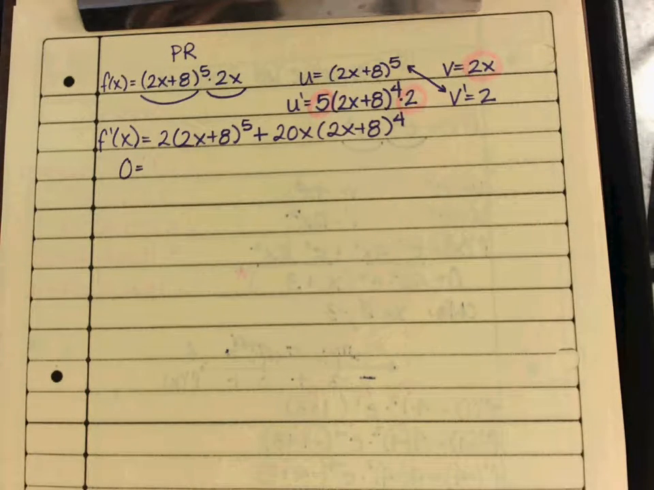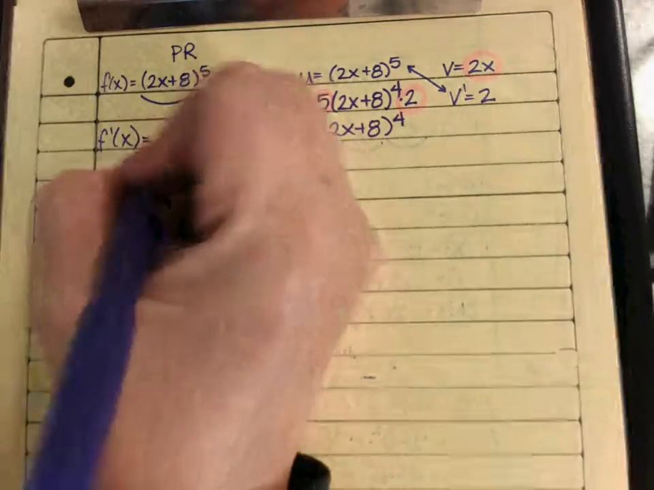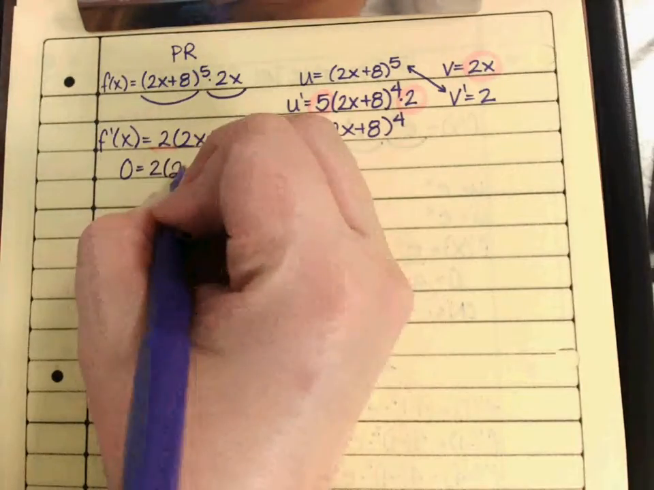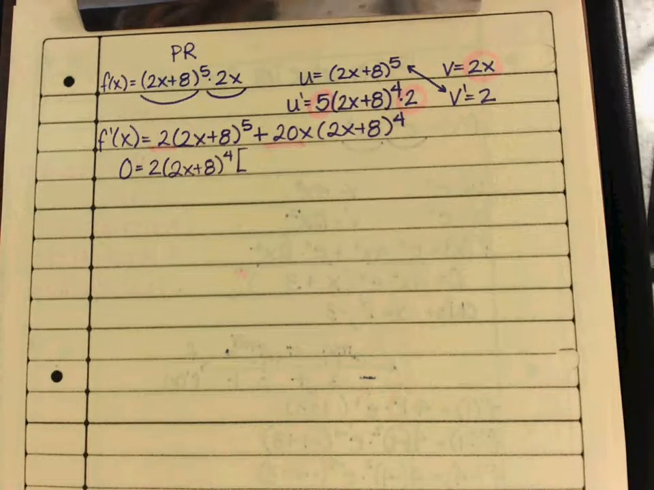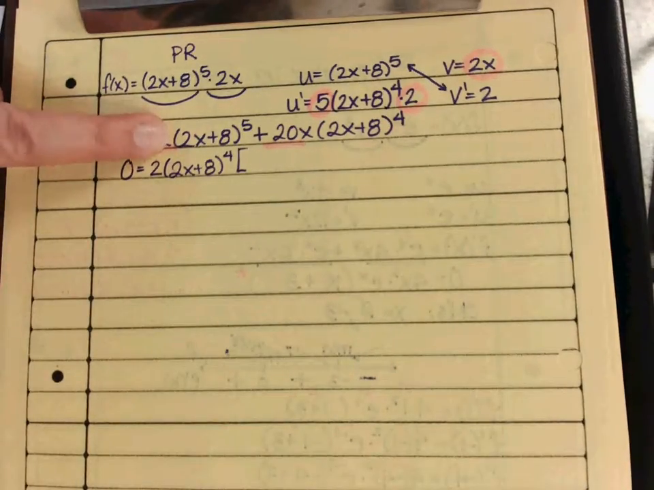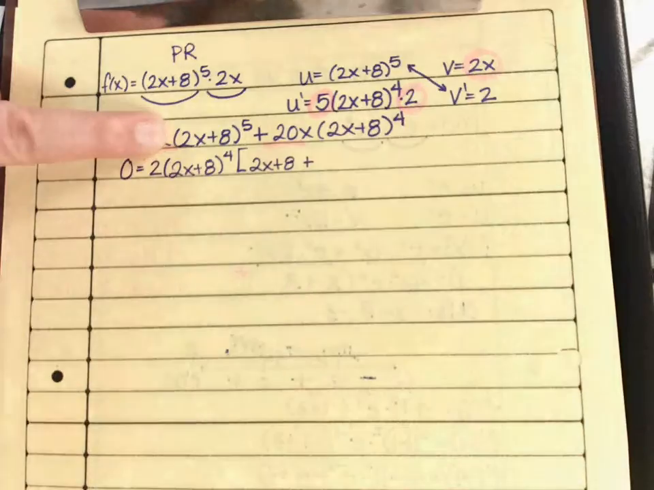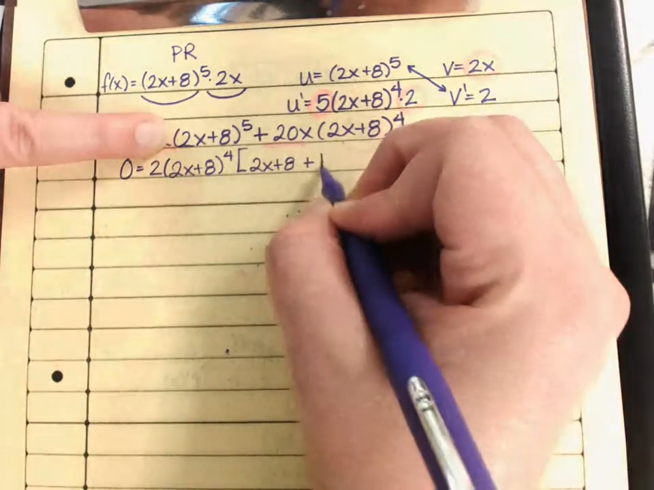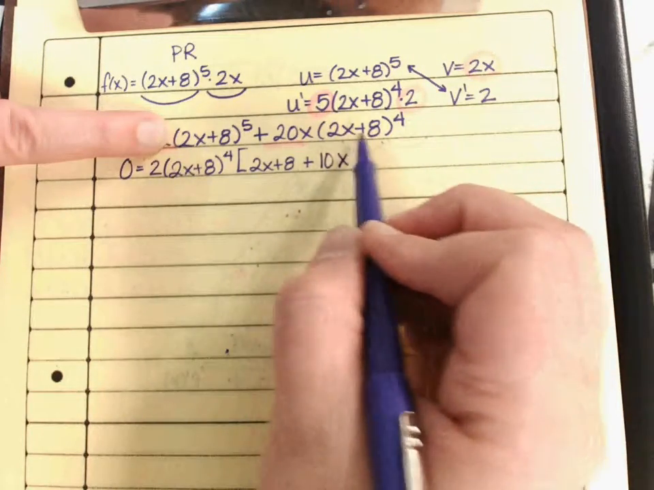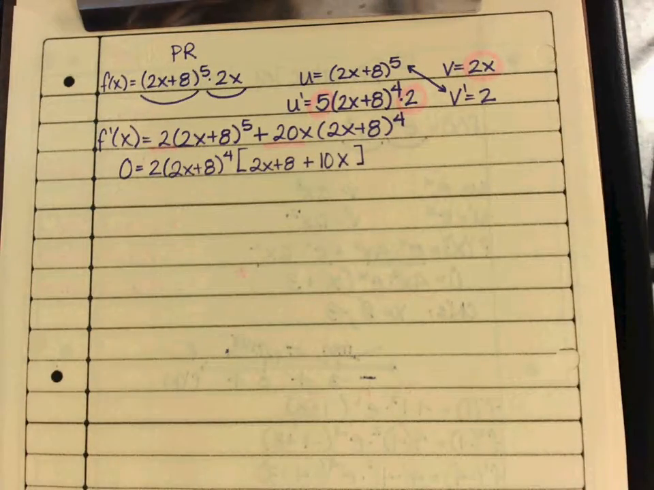Think about what you could factor out. Do they both have a constant in front I could take out? A 2. And then do they also both have something else in common? How many 2x plus 8s to the 4th power? I can't take all of them out, but I can take 4 of them out. Out of my 5th power, what's left over? One of the 2x plus 8s. And then out of my 20x, I divided a 2 out, but what's still left over? A 10x. Now, are any of my 2x plus 8s left over? No. Nope, because I took all 4 of them out. Now, inside there, is there anything else I can combine?